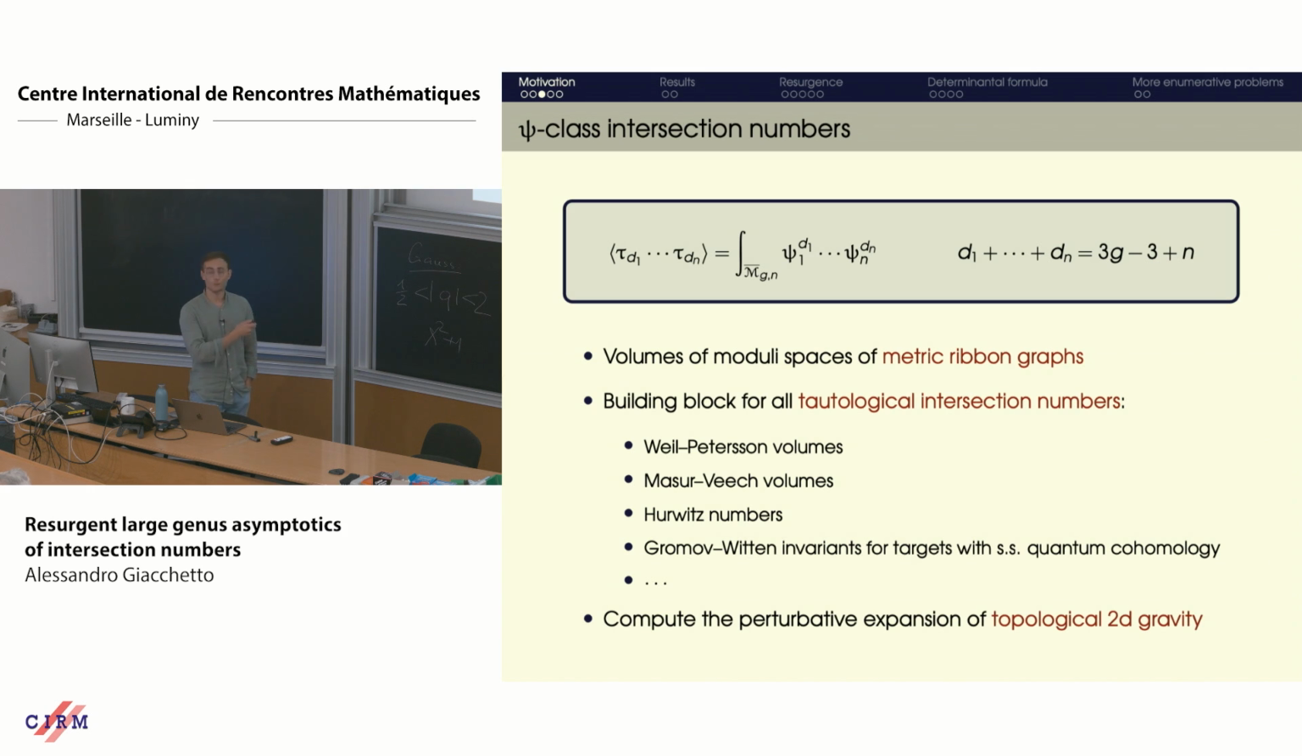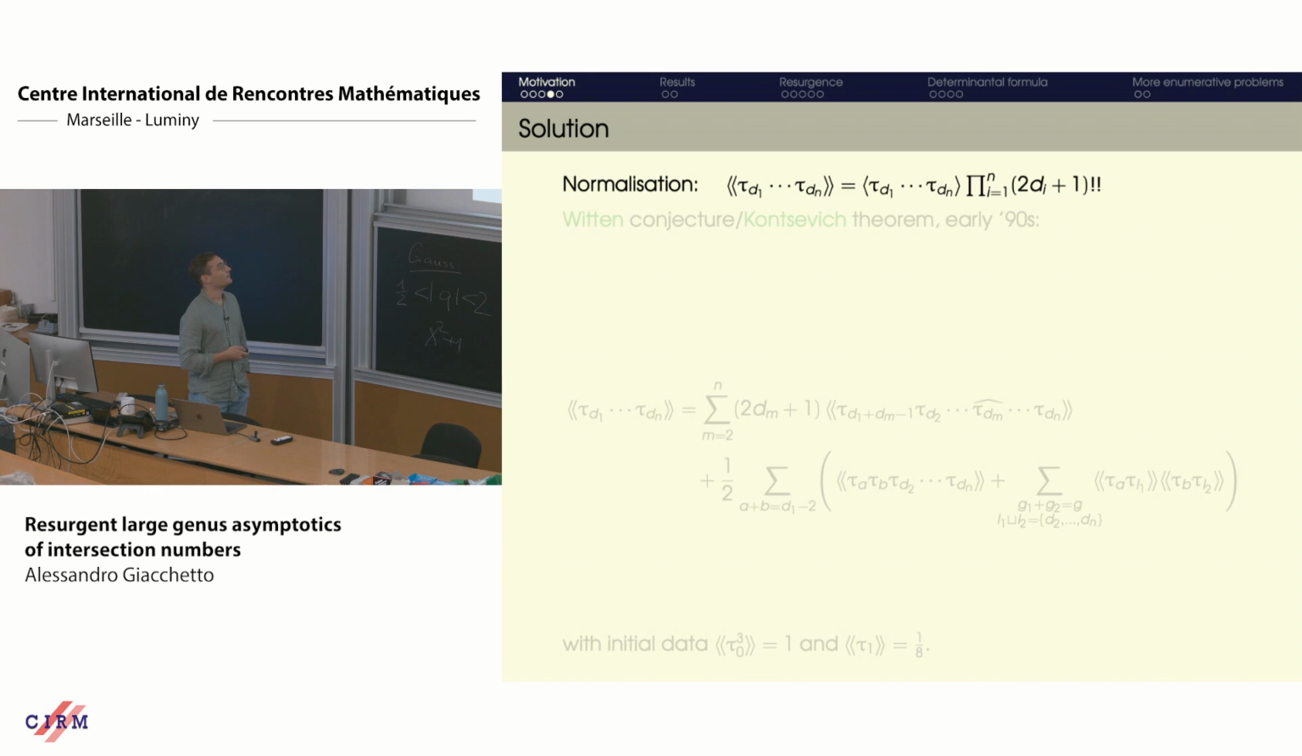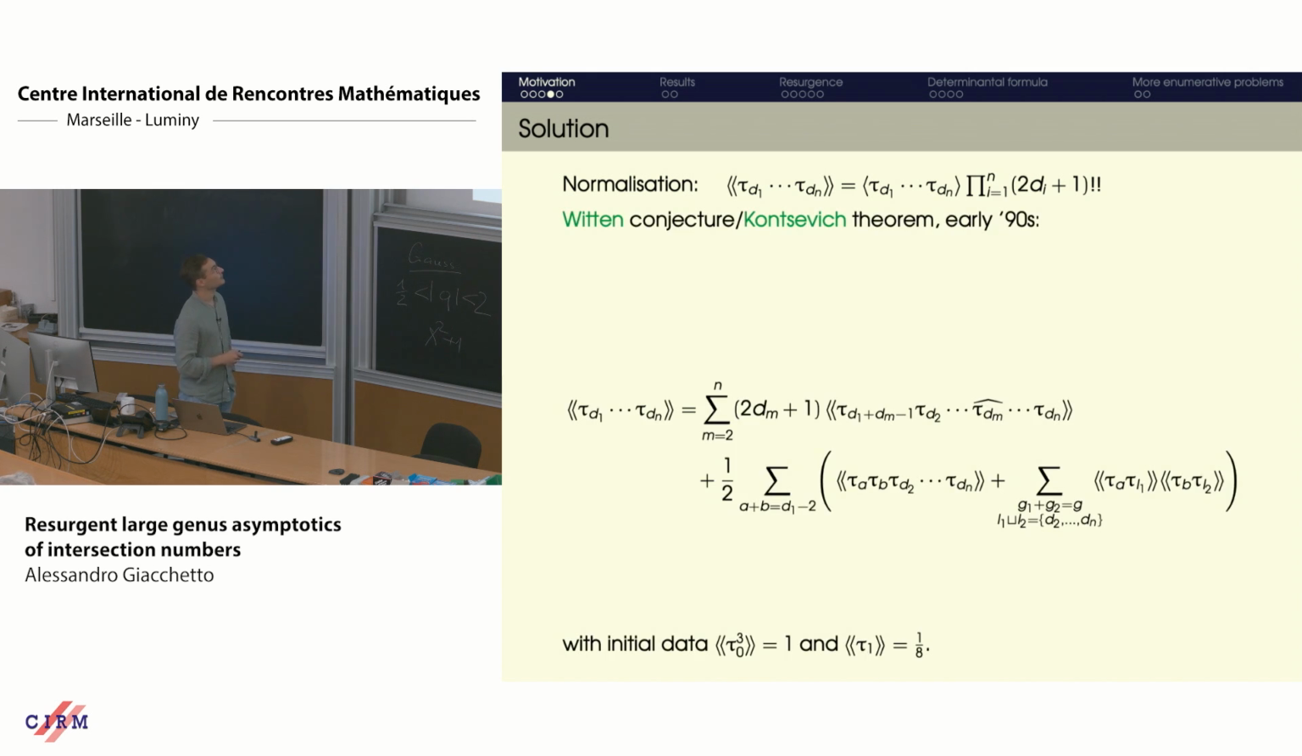So this is the enumerative problem, and the question is, how do you compute these numbers? The answer was first conjectured by Witten and proved by Kontsevich in the early 90s. The solution goes like this. First of all, let me introduce this normalization. I just take these intersection numbers and normalize them by this double factorial. And the solution proposed by Witten and proved by Kontsevich is this recursion here.